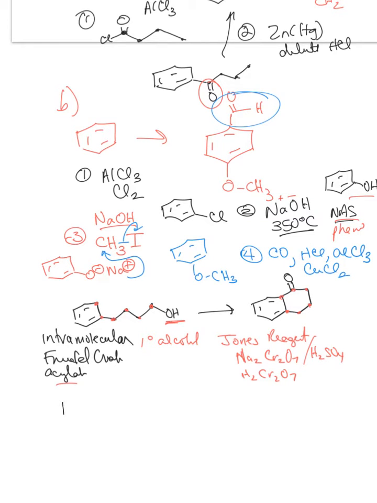And then what do you do now that you have a carboxylic acid? 1, 2, 3, 4. 1, 2. You've got to make an acid chloride. Remember what reagent you use to make an acid chloride from a carboxylic acid?